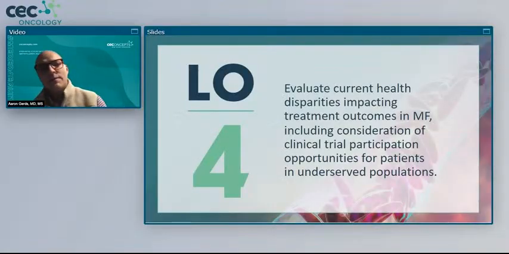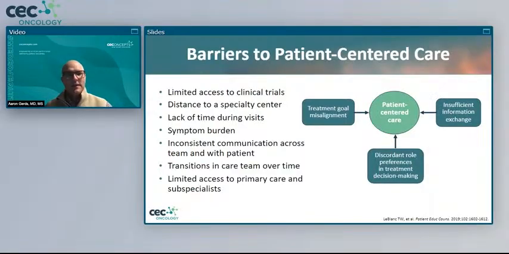So learning objective number 4, evaluate the current health disparities impacting treatment outcomes in myelofibrosis, including consideration of clinical trial participation opportunities for patients in underserved populations. So that's a mouthful and certainly a difficult thing, but goes part and parcel with caring for any patient with an oncologic diagnosis. And most care of oncologic diagnoses is done outside of academic centers. Well over 2/3 of patients that have cancer are cared for by local and regional facilities. So only a quarter to a third of patients are actually going to academic centers where they may have more access to clinical trials. This is for a lot of reasons.